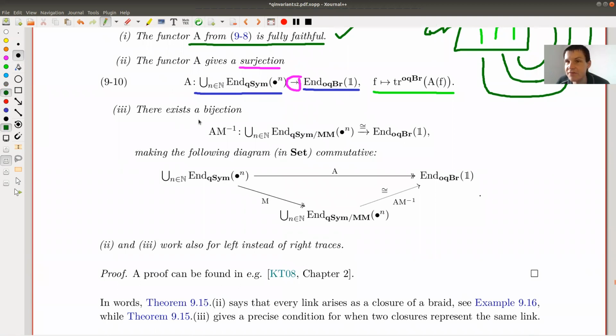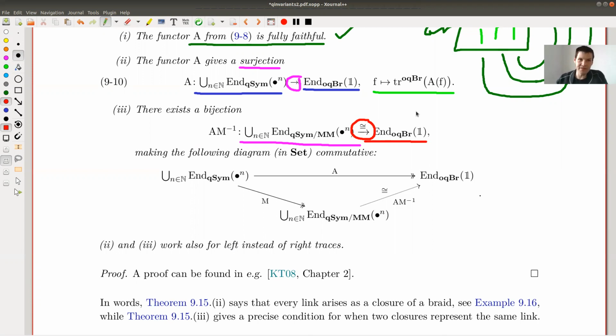And even better, and that's why we wanted to consider those funny Markov moves, if you quotient by the Markov moves, and you would do the same trick, just not take the Alexander factor directly, then you would get an equivalence of categories. So again, now we have an equivalence or a bijection, whatever.